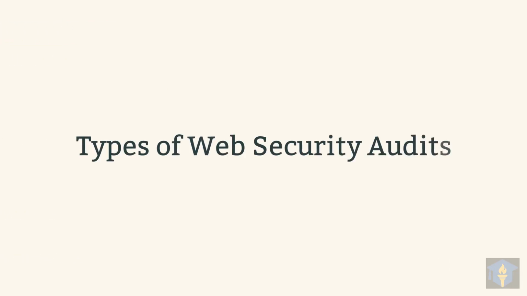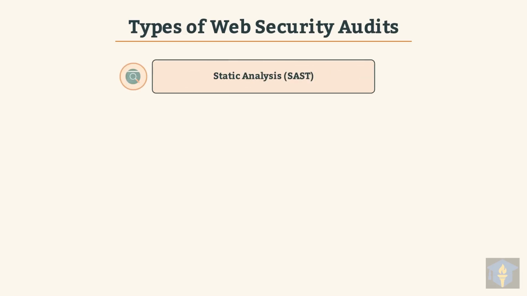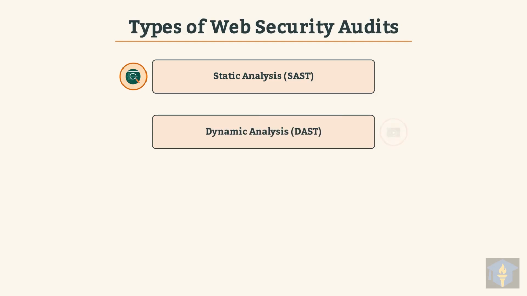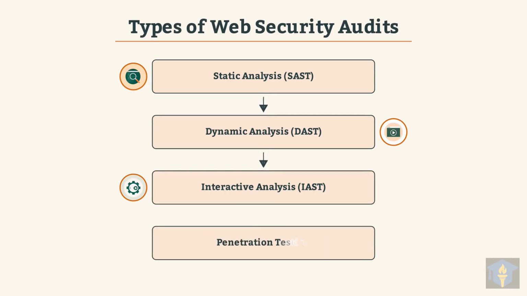Let's explore the different types of web security audits that are essential for identifying vulnerabilities in applications. One type is static analysis, often abbreviated as SAST, which examines code without executing it. Then we have dynamic analysis, or DAST, which tests the application while it is running, simulating attacks. Interactive analysis, or IAST, combines aspects of both static and dynamic testing for comprehensive coverage. Finally, penetration testing involves ethical hackers simulating real-world attacks to find exploitable vulnerabilities.